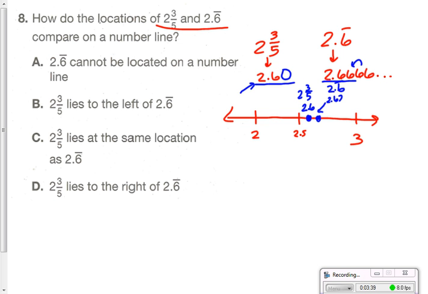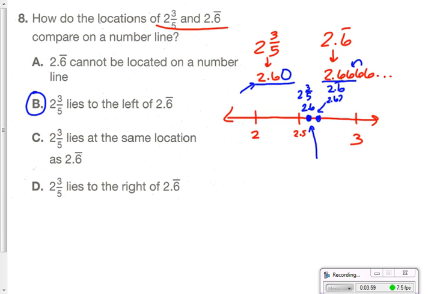So now you go ahead and read through those examples. A, 2.6 repeating cannot be located on a number line. That's not true. B, 2 and 3/5 lies to the left of 2.6 repeating. Well, it looks to be so. 2 and 3/5 is to the left of that. So it looks like our answer here is B.